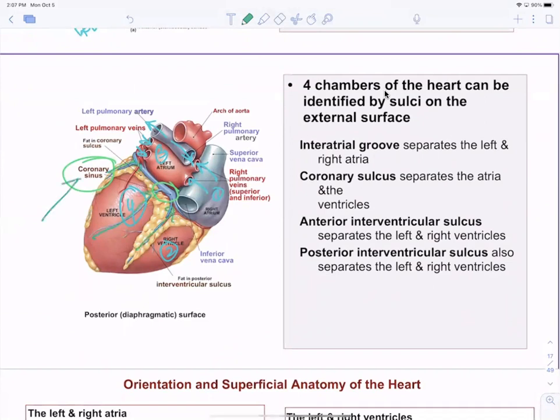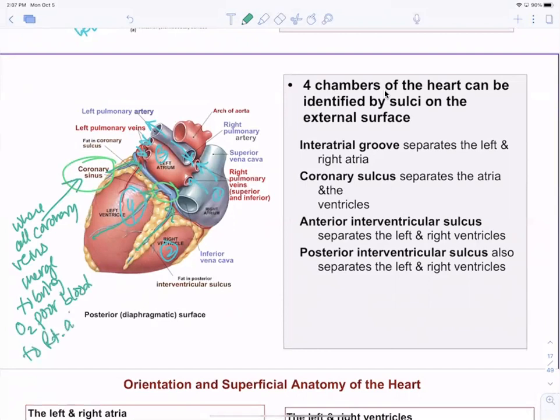And the coronary sinus is where all coronary veins merge to pour blood to the right atria for the pulmonary circuit.